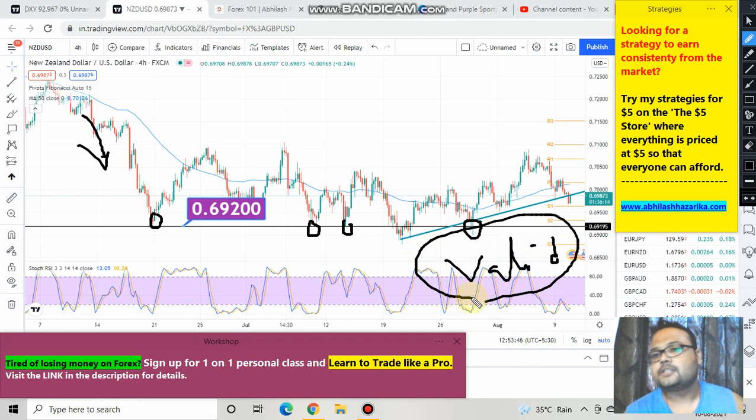In case there is a sharp fall in the market or a heavy sell-off, then we can hope that 0.6920 will be the level that will provide the required support to the market. Therefore this is the most important support for NZDUSD. But right now you can see that the current market price is here and the support is here, quite far away.